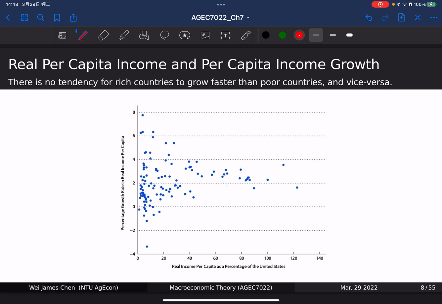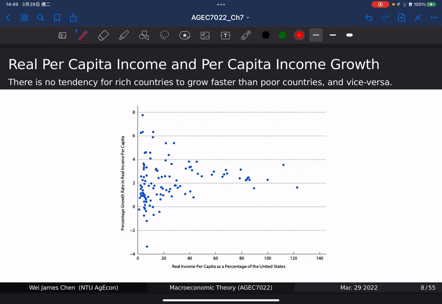And what about income and growth? Here again, this is income. Right now this is income. The x-axis is income. Well, you can draw either way, so I wasn't sure. This is income and this is growth rate.